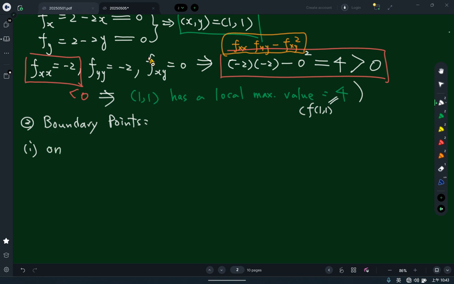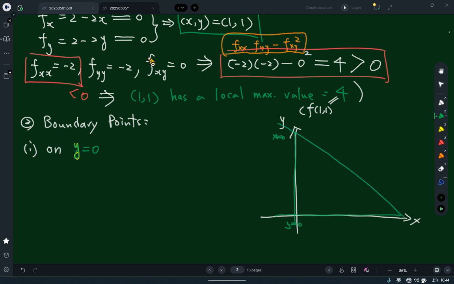on y is equal to 0. Let me just draw the figure here again. So right now, we focus on y is equal to 0. This is x equal to 0. Then this is y is equal to 9 minus x. So right now, we focus on any point in these 3 lines. Okay.